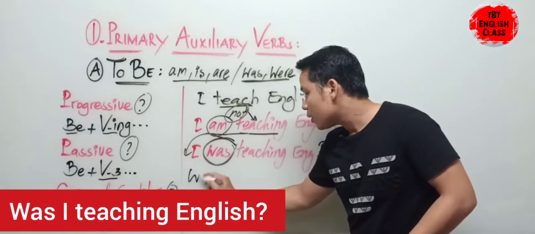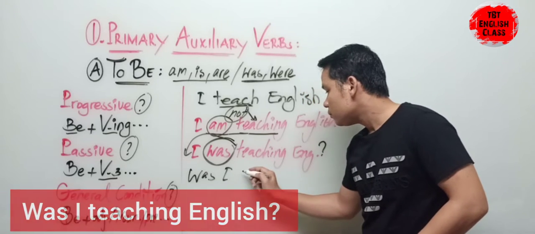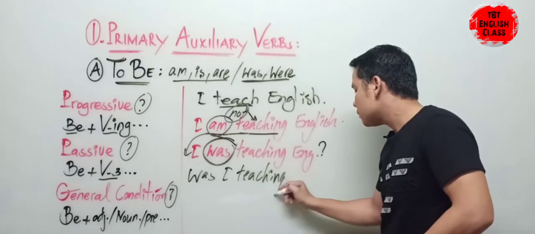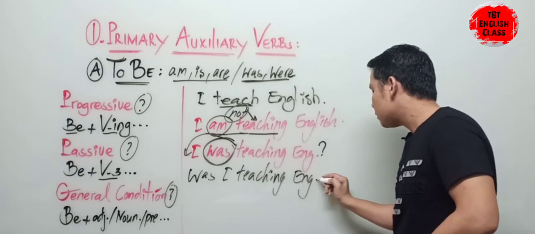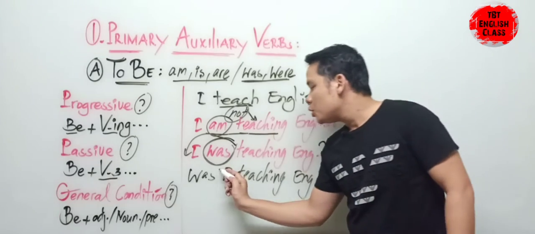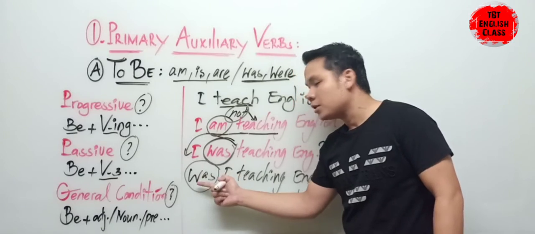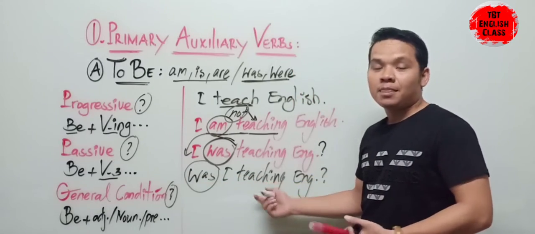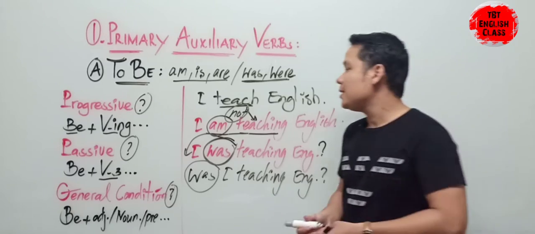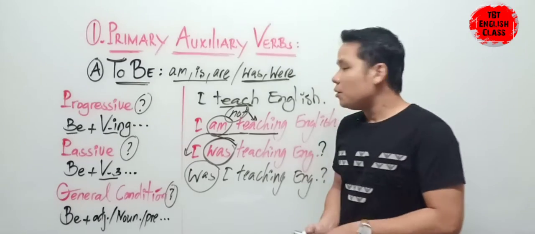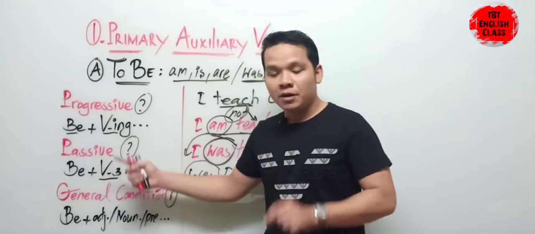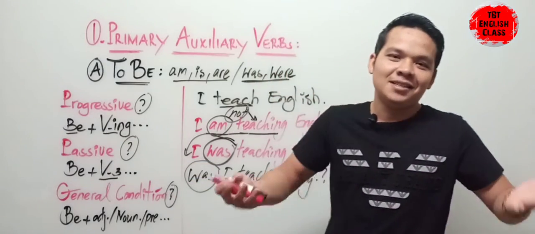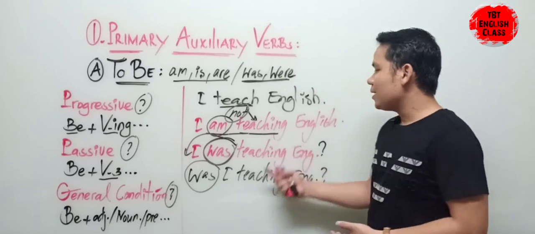I can say, was I teaching English? Okay, like this. You see, so we use verb to be, primary auxiliary verb, at the first. We put be before subject I, and then this sentence becomes question form. Like this, very easy to recognize, everyone. That's okay. So the important part, you just know that when you want to create progressive form or continuous form, verb be plus ing. That's enough. Okay, so I hope you understand about this.